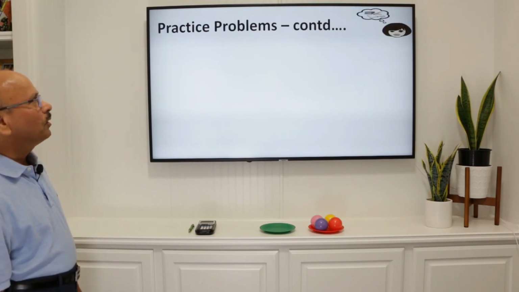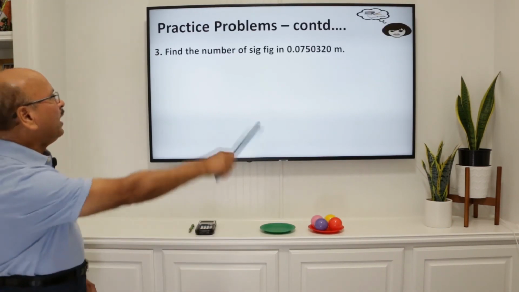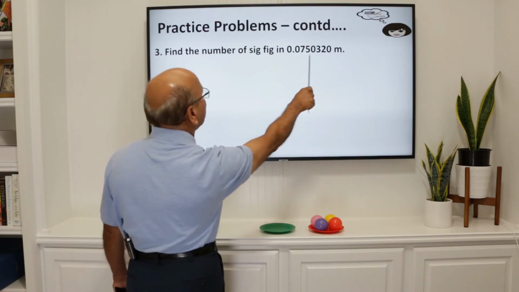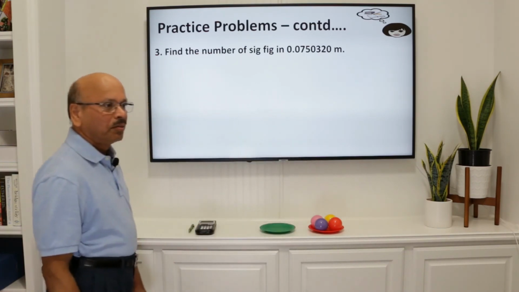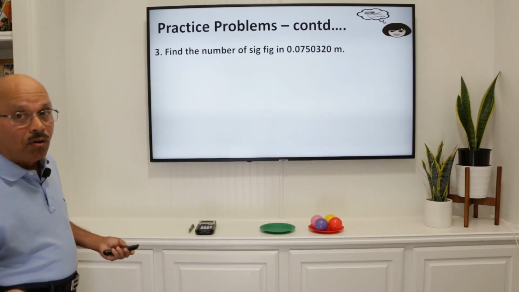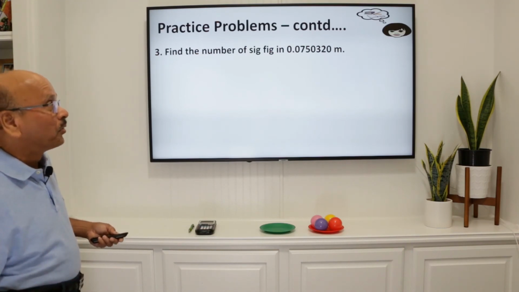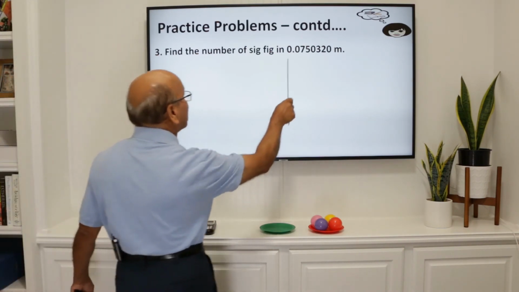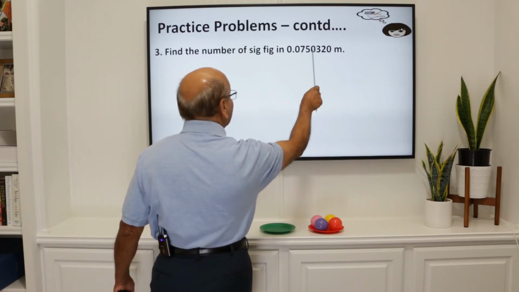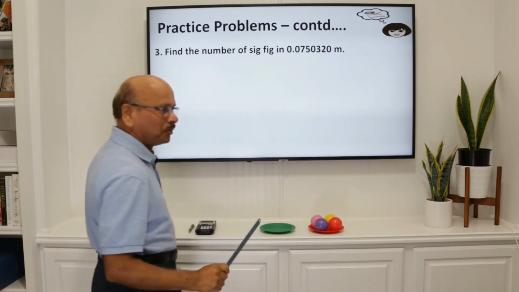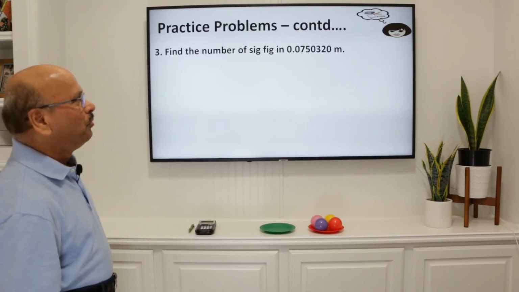Okay. Now, find the number of significant figures in this particular measurement. Now that has all the things which you already studied, and this has a preceding zero, an inner zero, and an ending zero. So those zeros are the ones we already know.